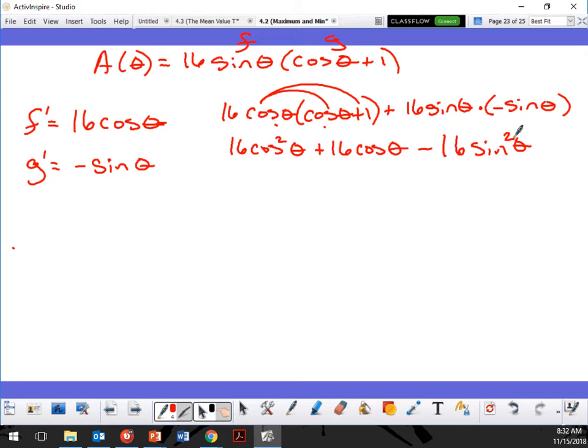I can't factor it out because I have sines and cosines. I want everything to be in one term. I want everything to be in cosine. Is there a way to replace sine squared with something else? Is that an identity? 1 plus cosine or something. Yeah, okay, there we go. So let's take a look at it.